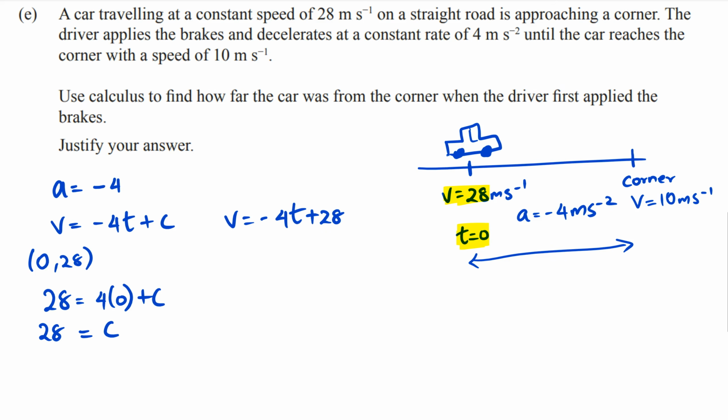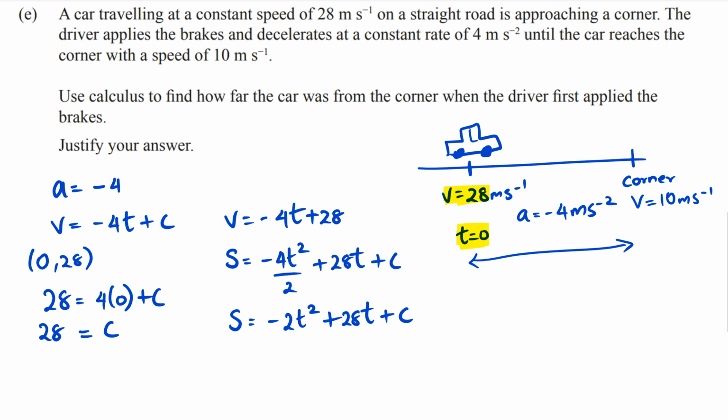So using this function, we can now work out the distance function, displacement function actually. So we're going to get -4t squared over 2 plus 28t plus c. So we can write that s is equal to -2t squared plus 28t plus c.